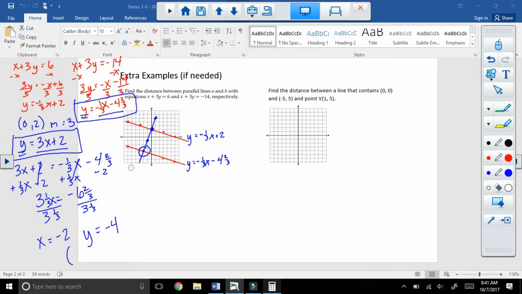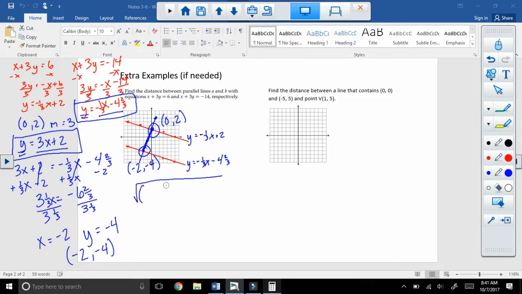I'm almost done because remember the goal is to find the distance between these two lines. So I need to find the distance between this point here and this point here, which was at 0, 2. So I'm going to use the distance formula to do that.